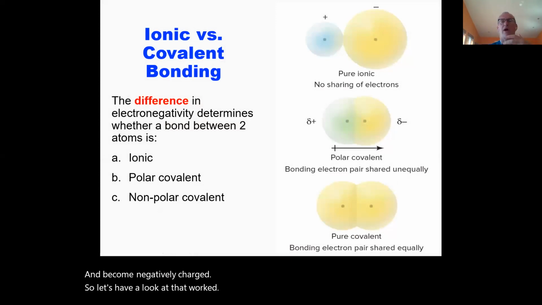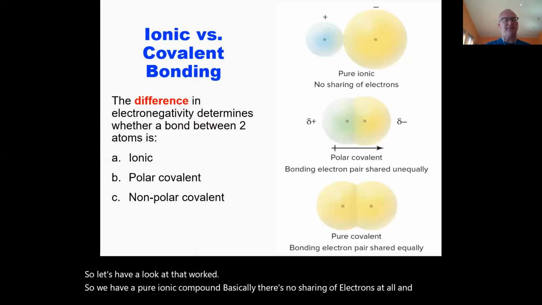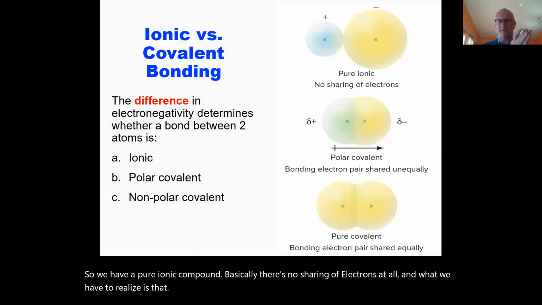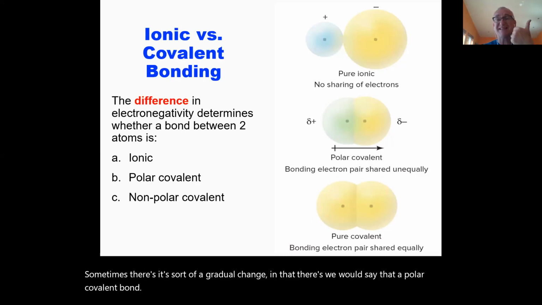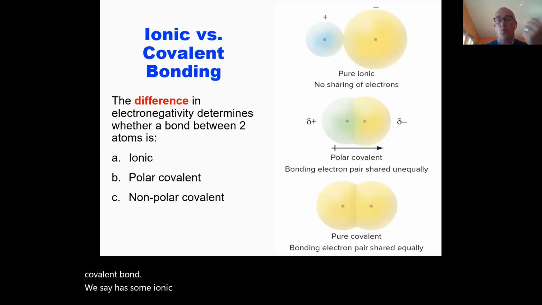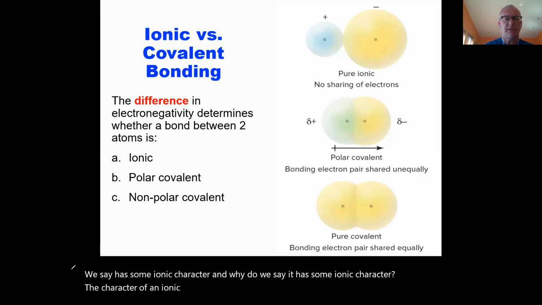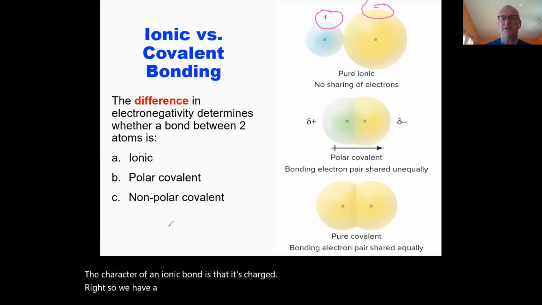So when we have a pure ionic compound, basically there's no sharing of electrons at all. And what we have to realize is that sometimes it's sort of a gradual change, in that we would say that a polar covalent bond has some ionic character. And why do we say it has some ionic character? Well, the character of an ionic bond is that it's charged, right? So we have a charge here, and we have a charge there.